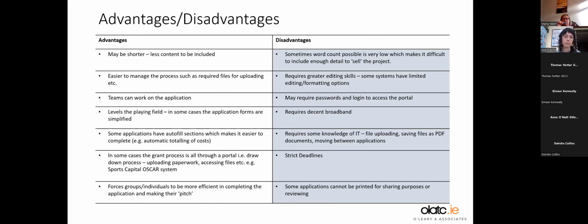That's important because, again, most application forms will look for similar information. So if you've done one already in a Word document, you just cut and paste that into the next application.